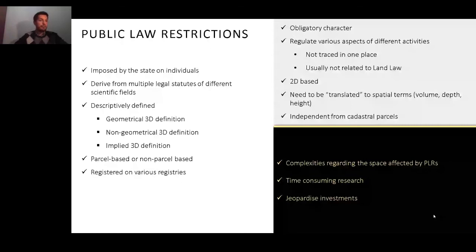Moreover, they can be parcel-based, or in most cases non-parcel-based, so they are independent from cadastral parcels, and as already mentioned, they can be registered in various registries. So from the above, I think it is clear that they pose significant complexities on land administration and land exploitation. They require time-consuming research to identify which PLRs apply to a specific part of land and to what extent of this part of land.